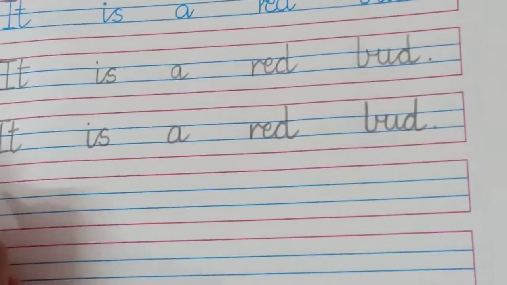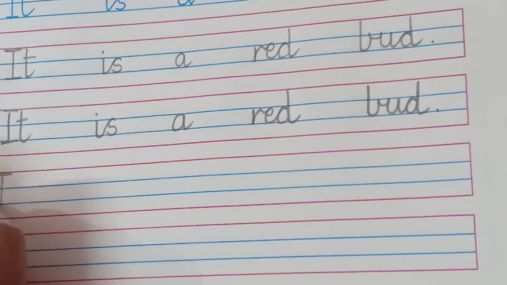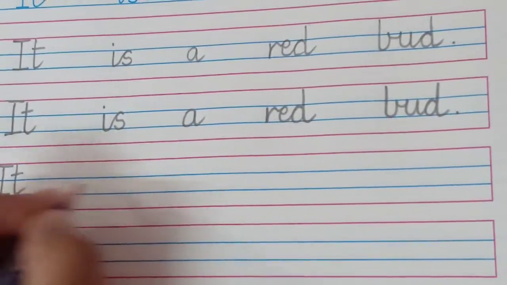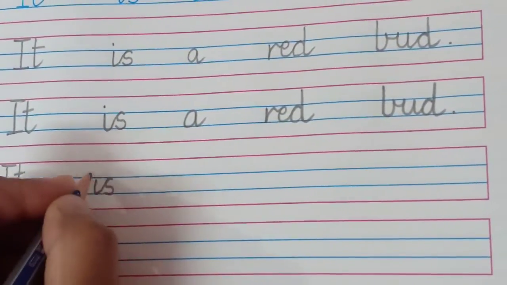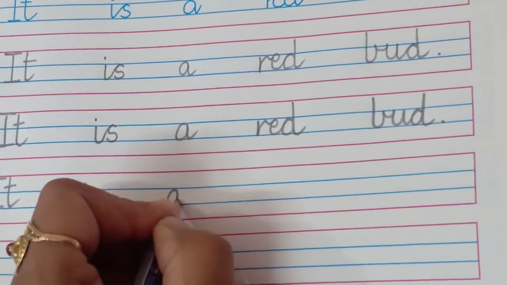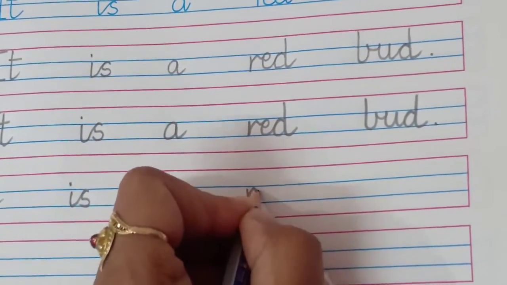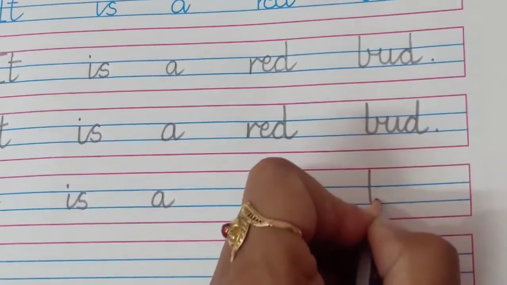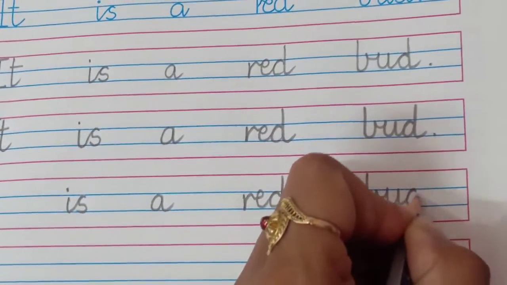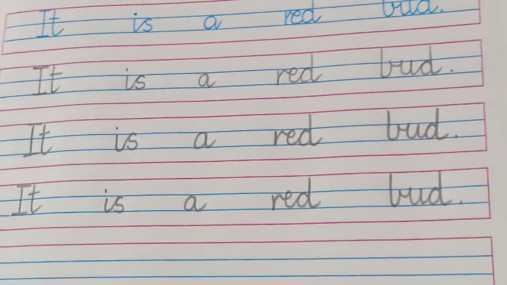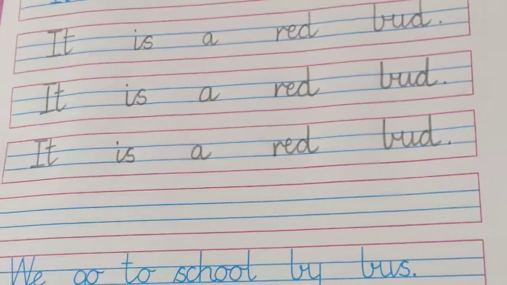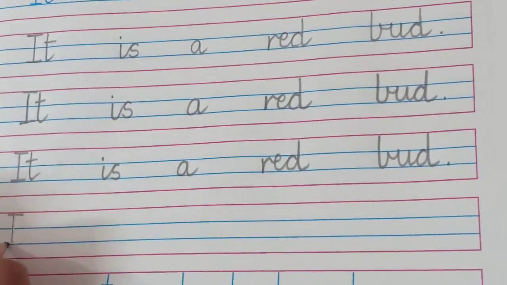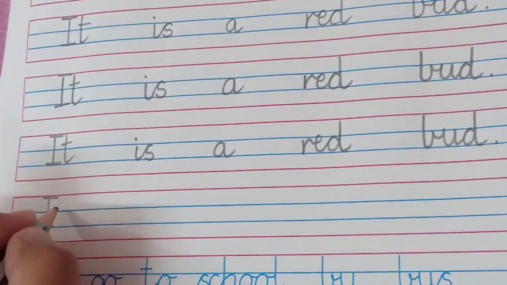Again I am telling you how you will write. It, is, a, red, bud. Is that clear, children? So you will write it in this way. You will complete all the 4 columns in the same manner as I am writing.